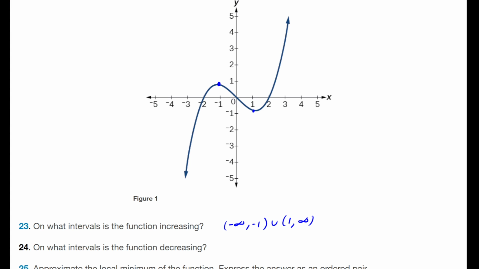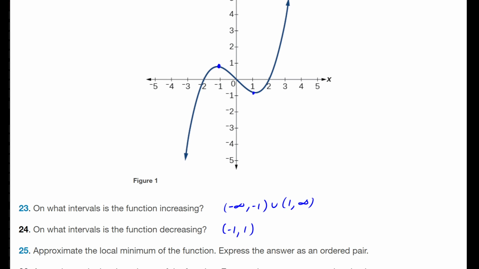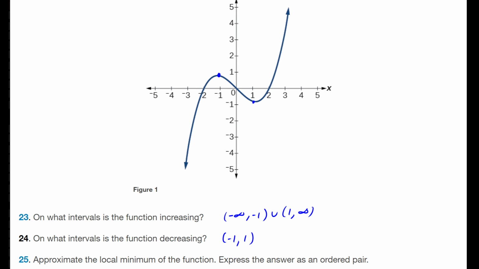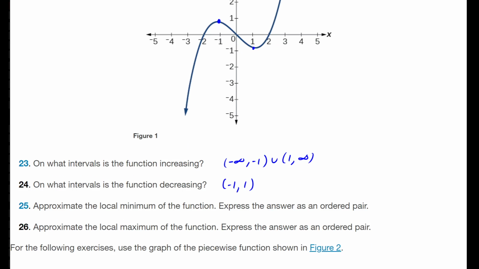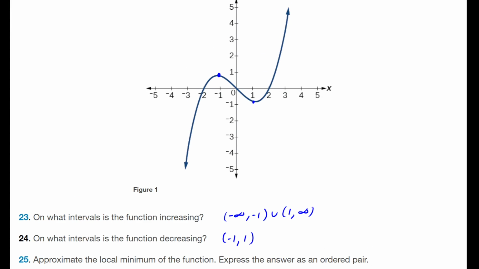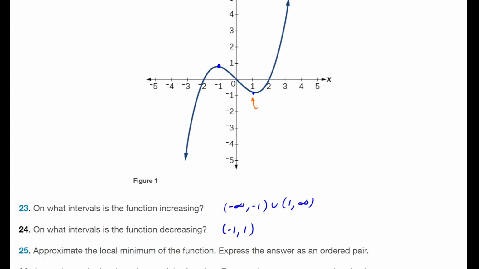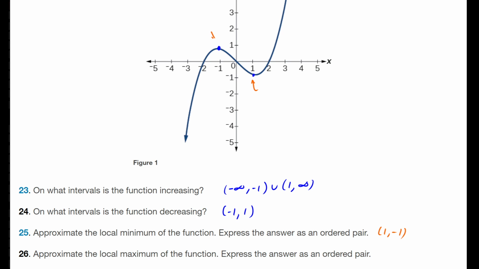What intervals is the function decreasing? So this happens between negative 1 and 1. The slope is going downwards. Approximate the local minimum of the function. Express the answer as an ordered pair. So the local minimum is going to be this minimum right here, which is going to be approximately (1, negative 1). And the local maximum is going to be this point right here, which is approximately (negative 1, 1).